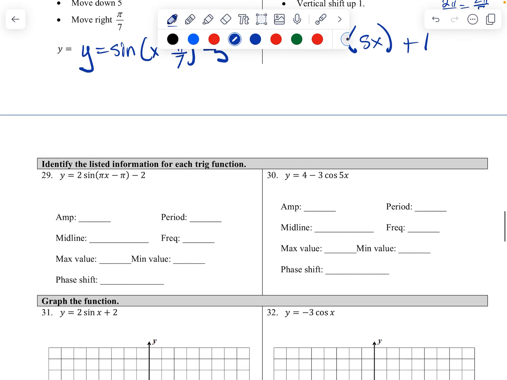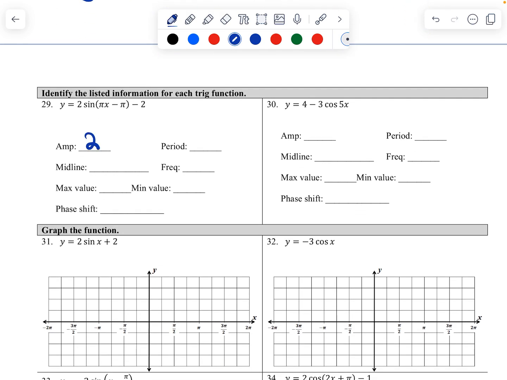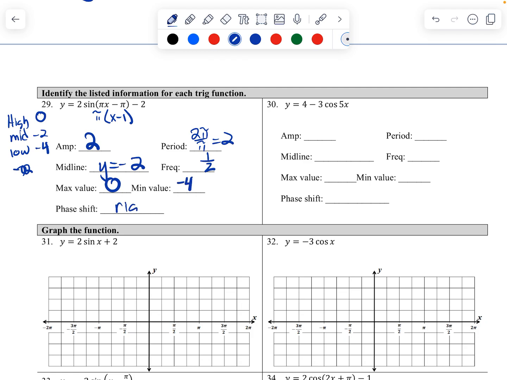So next up, we have to list all this information. So our amplitude is 2. And again, I have to factor out that pi. So this is really x minus 1. Our period, 2 pi over pi, which is 2. Our midline is at -2. Frequency, remember that's the reciprocal. So if our amplitude is 2 and our midline is -2, the low, the mid, the high: the midline is at -2. It will go up to 0 and down to -4. And our phase shift is to the right 1.